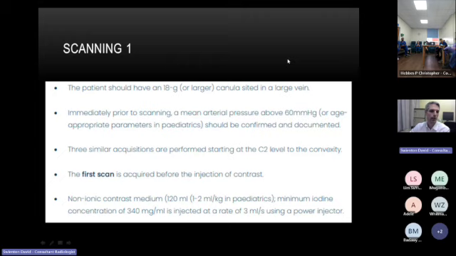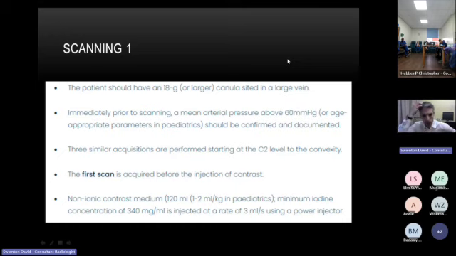So that needs to be done, otherwise this scan has not been done in accordance with the consensus process. You then do 3 very similar acquisitions or scans. So you start at the C2 vertebral level and scan to the convexity at the top of the head. The first scan is just a straightforward plain scan. You do that before the injection of contrast.